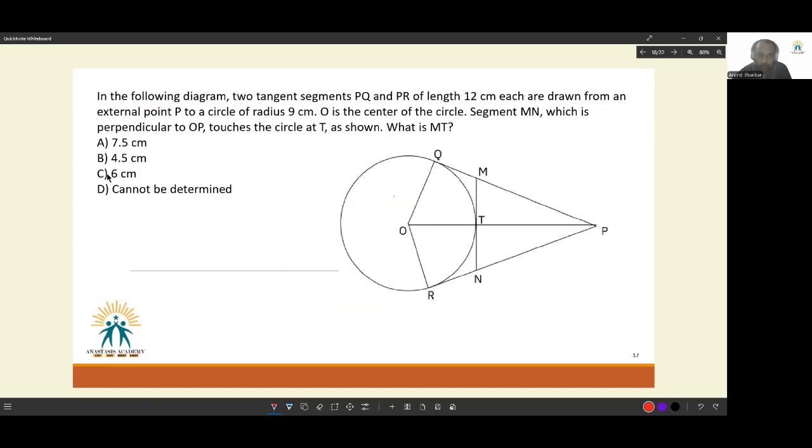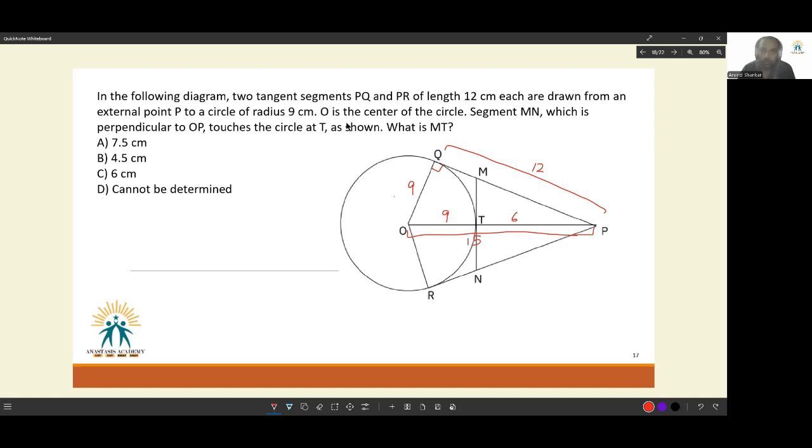Okay. Next question. In the following diagram, two tangent segments PQ and PR of length 12 centimeter each are drawn from an external point to a circle of radius 9 centimeter. This is 9. This length is 12. This is 90 degree. So of course, if this is 9, OP will be 15. But because OT is 9, TP will be 6.